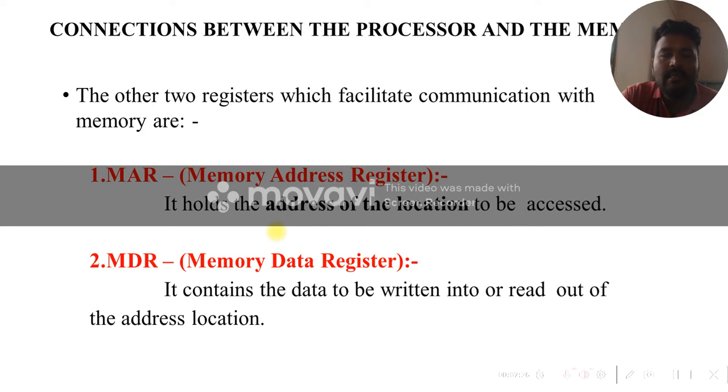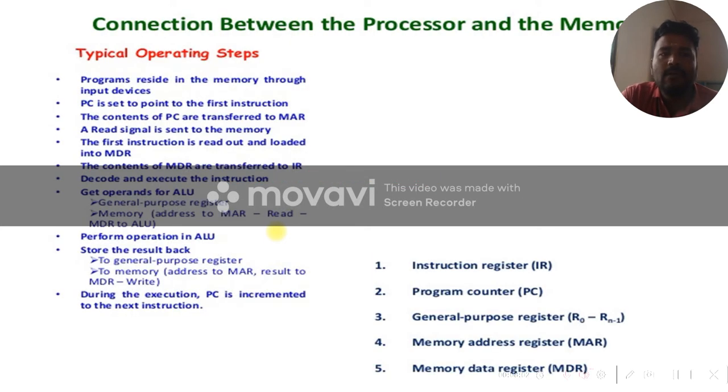Get clear with this. The first one is MAR, the memory address register. It is used for holding the address location of the particular data to be accessed. Whereas MDR contains the data that is to be written or retrieved from the address location we are specifying. These two registers are very useful in retrieving and writing any particular data. So we have different types of registers.